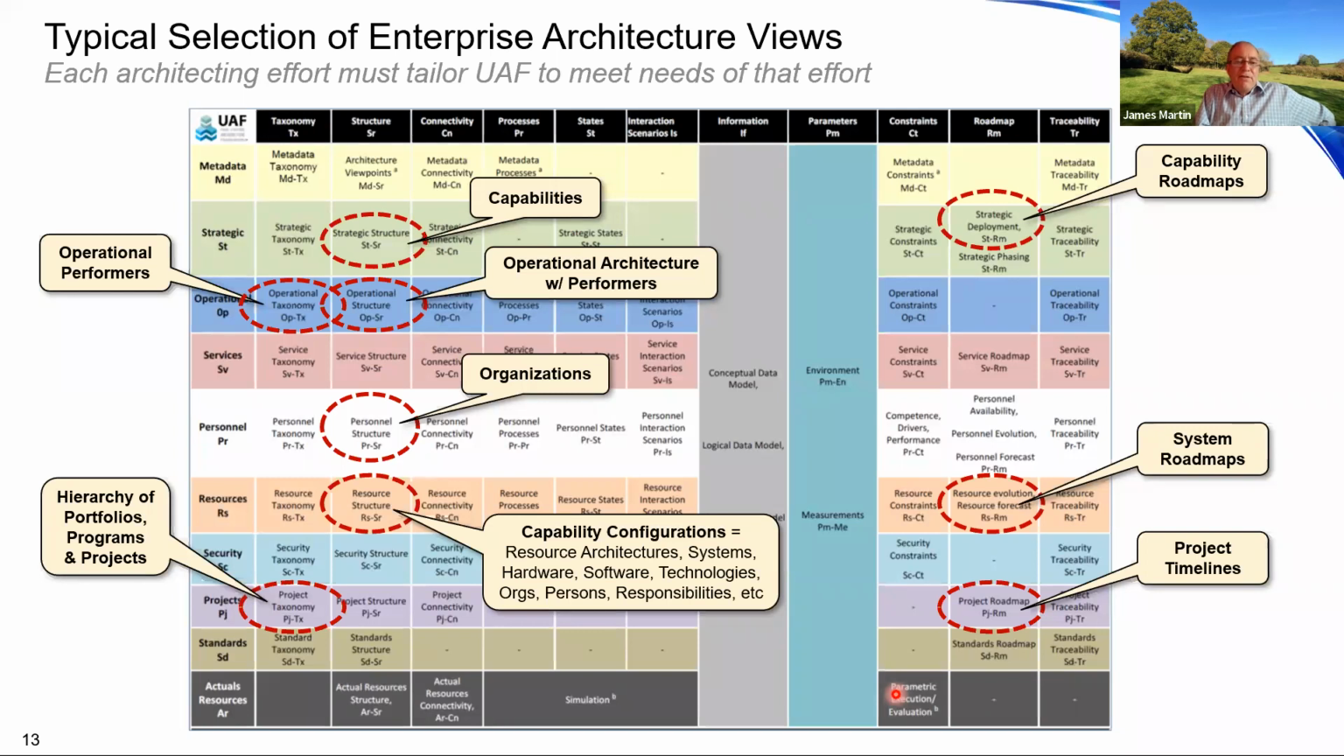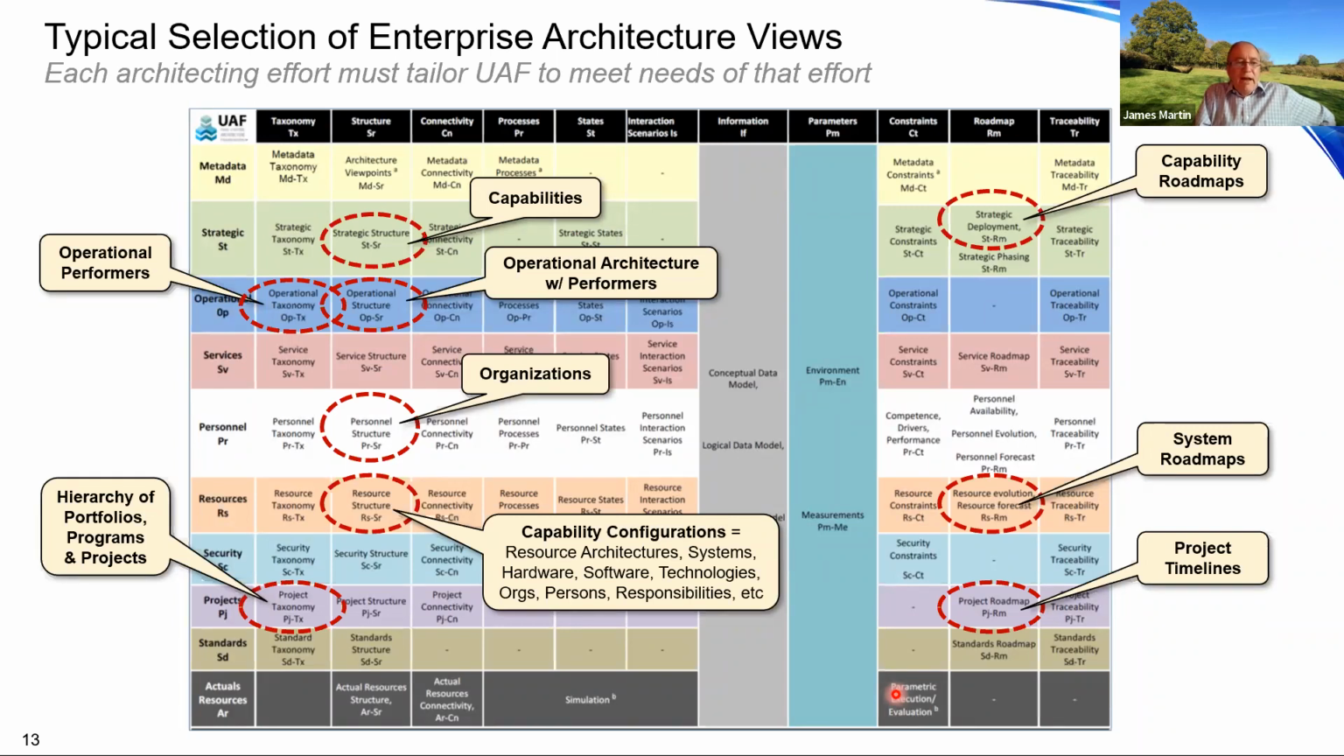I don't do much in the services domain. I don't do much in the security domain, so you can scratch those off my list. Although in your case, you may have a lot to do with services. So you might pick some of those. And if you're worried about security, you might do some of the security views. And I don't have much to do with standards or actual resources. So four or five of the rows I don't typically do. But your situation might be different.